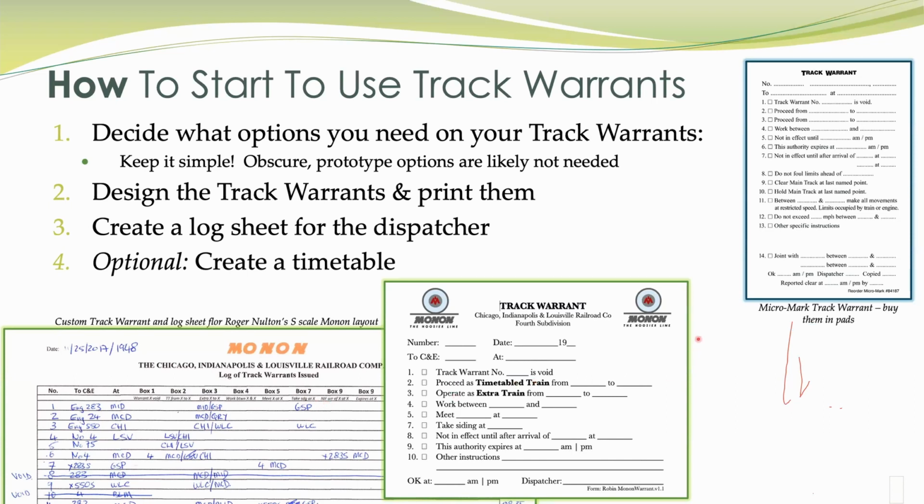And if you don't want to create these warrants, you can buy them from Micromark. Micromark sells packs or tablets full of these things. I think I remember how many there are, 20 or 50 in a pack, on a pad rather, and I think they sell them in packs of 10 of those pads. Last time I looked, they were out of stock, but they're very generic, and some people use these. It's kind of the same idea. They have a couple of other options on there, but it's simplified from the real world.